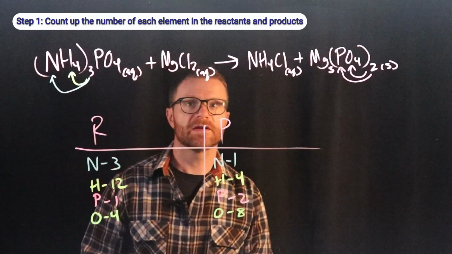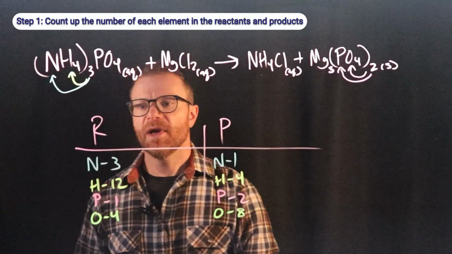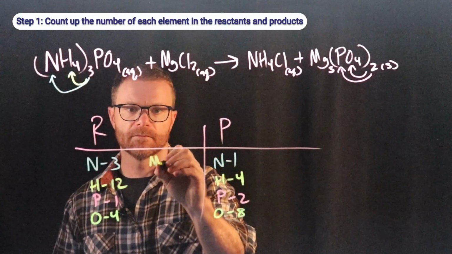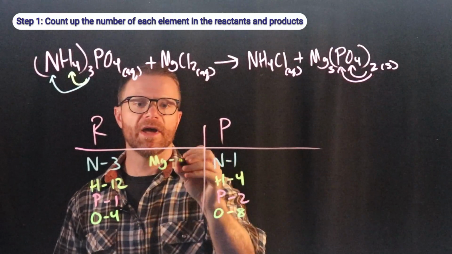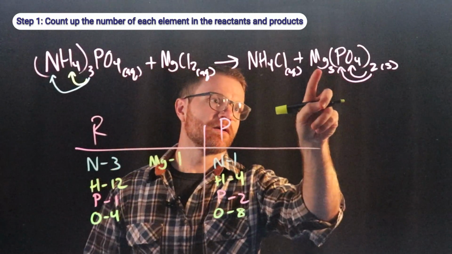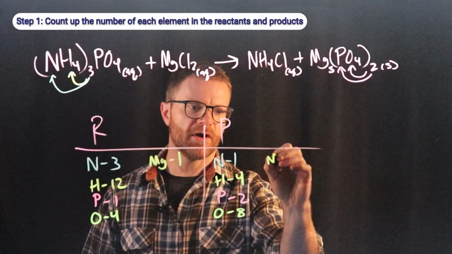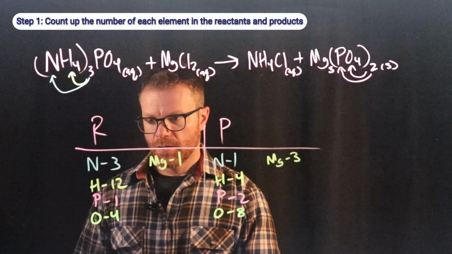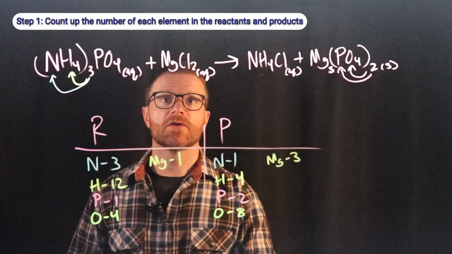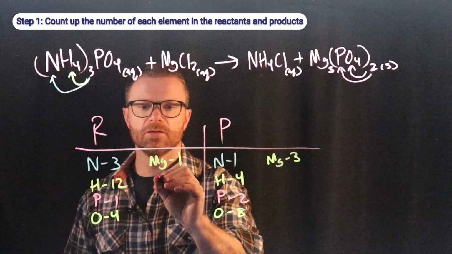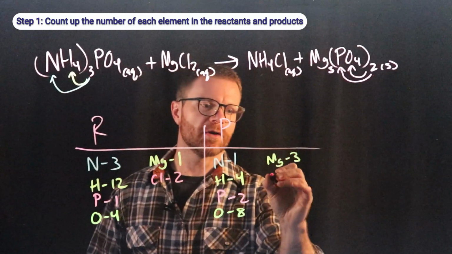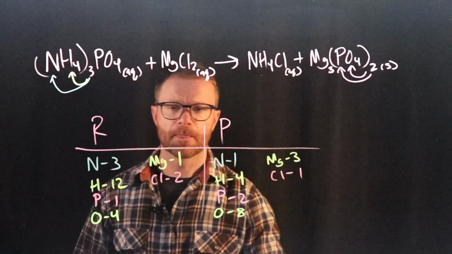And then I'm kind of running out of space. Magnesium and chlorine. 1 magnesium in my reactants, 3 magnesiums in my products. And then finally, chlorine, Cl2, 2 chlorines in my reactants, 1 chlorine in my products.